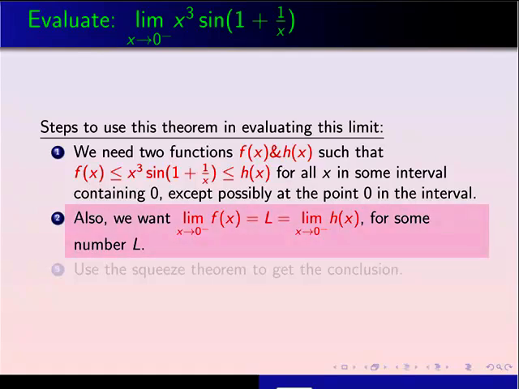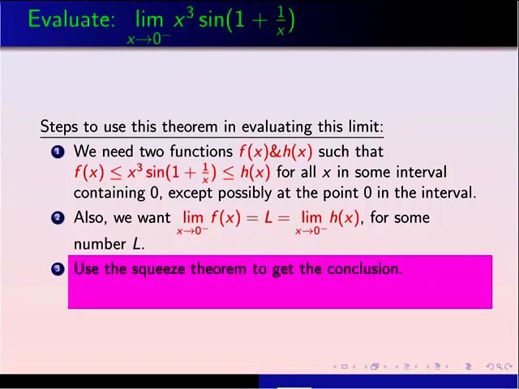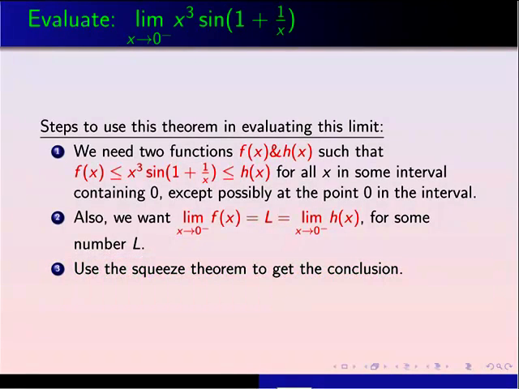The second step is that we need to evaluate the limits for these two functions. So the limit when x approaches 0 from the left for f of x is equal to some number L, and it's equal to the limit when x approaches 0 from the left for the second function h of x. If this is the case, then that allows us to use the conclusion of the squeeze theorem. Now let's see how we are going to apply these steps.